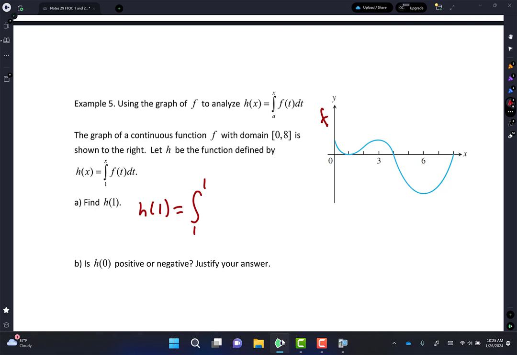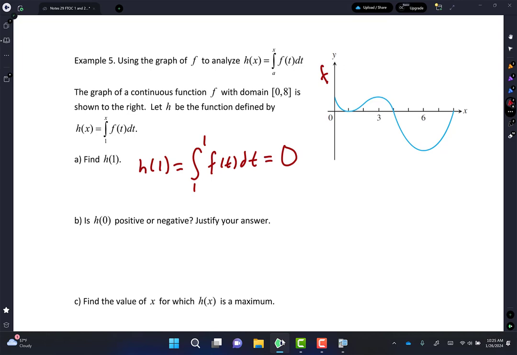Integral from 1 to 1 of f of t dt. 0. It's just 0. That's all it is. Well, it told me h of 1. Wherever there's an x, you put a 1.